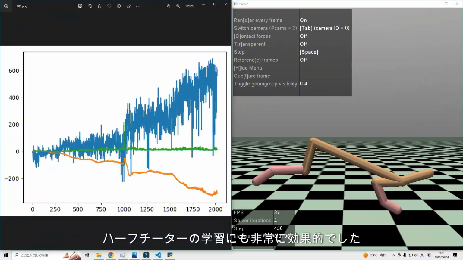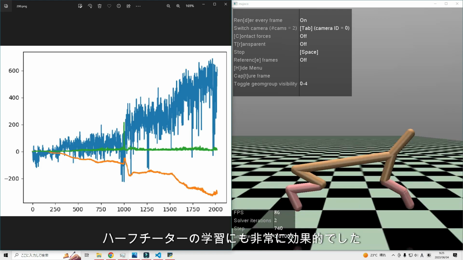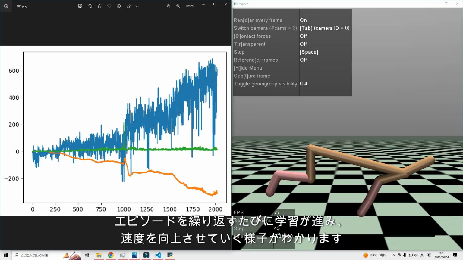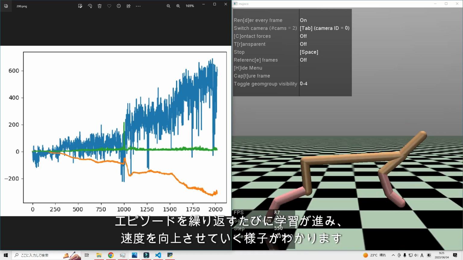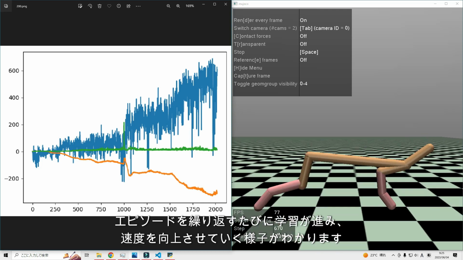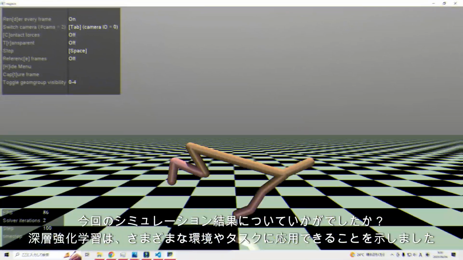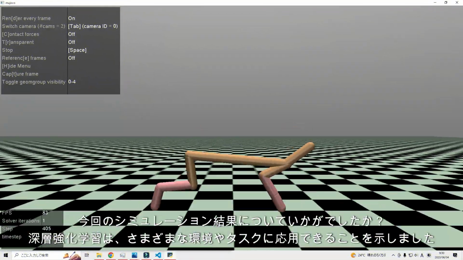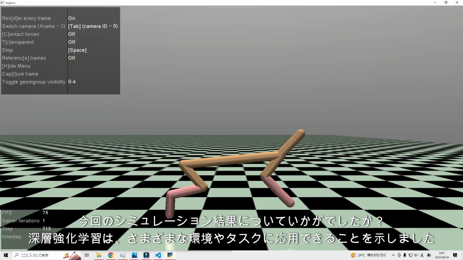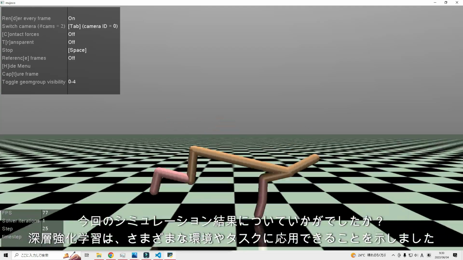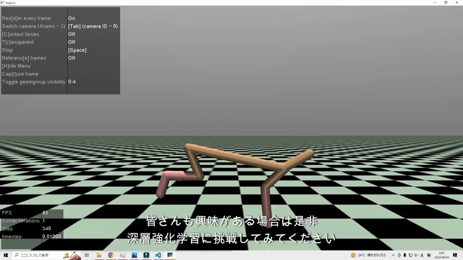Witness the progressive enhancement and remarkable speed improvements throughout each iteration of the episode. What are your impressions of these simulation results? We have showcased the vast potential of deep reinforcement learning in diverse environments and tasks.